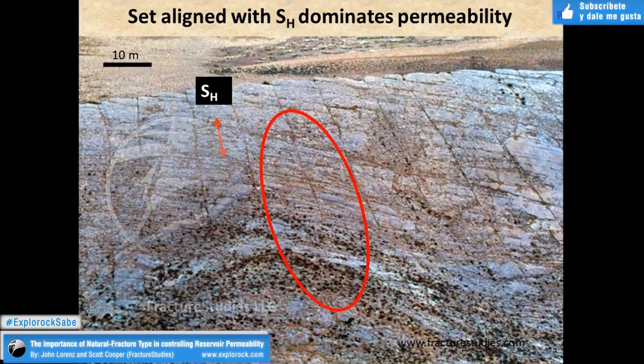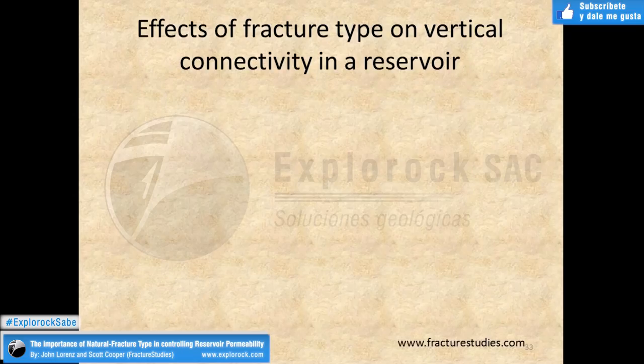Thank you, Scott. Yes, Scott has just reviewed the differences between the two fracture types in terms of the horizontal permeability, whether you've got fractures that are parallel to each other and give you high permeability anisotropy in one direction for the extension fractures, versus the more isotropic permeability provided by shear fractures. So now we're going to look at some of the vertical permeability differences between the two fracture types.